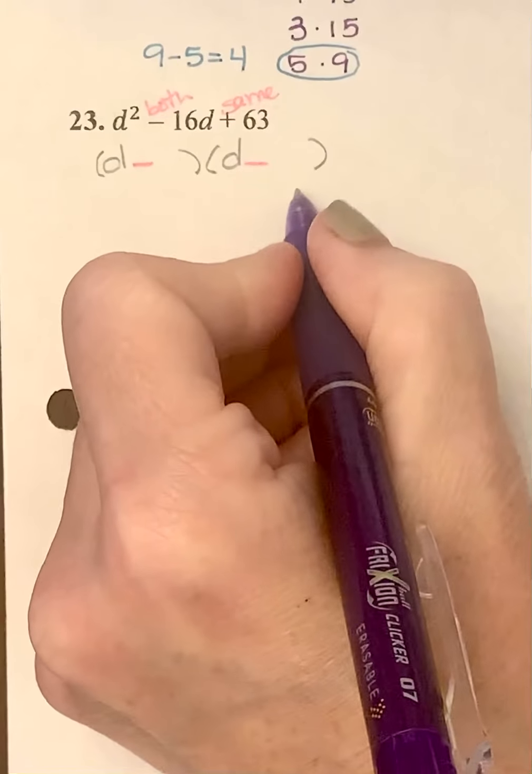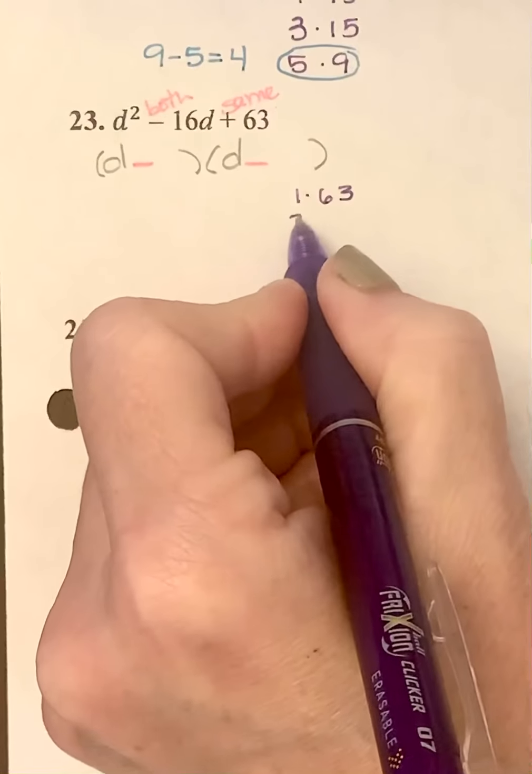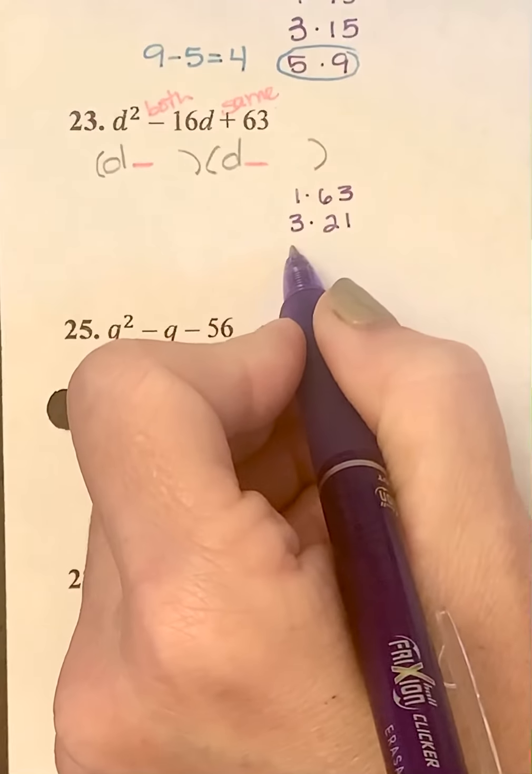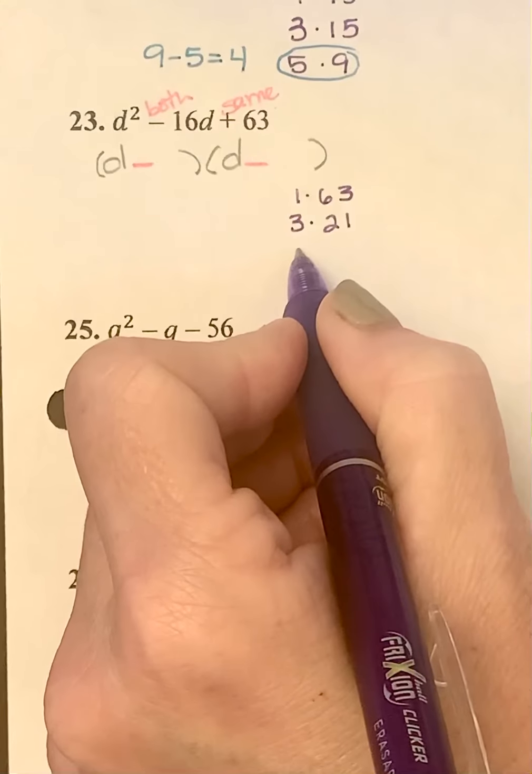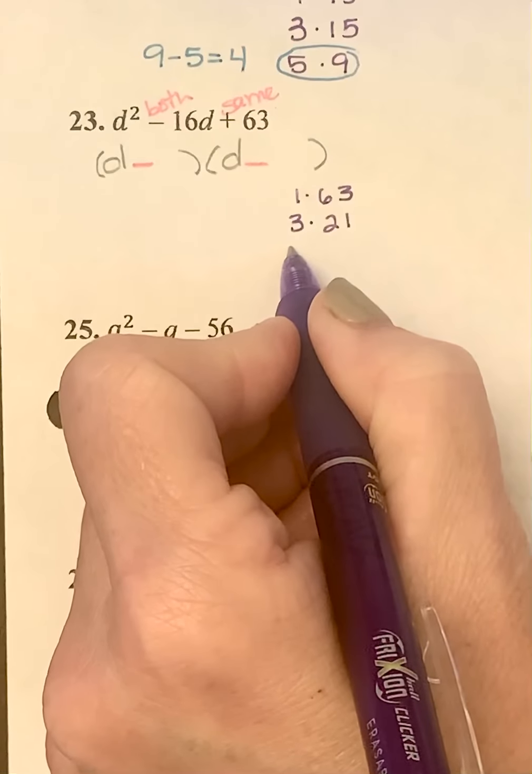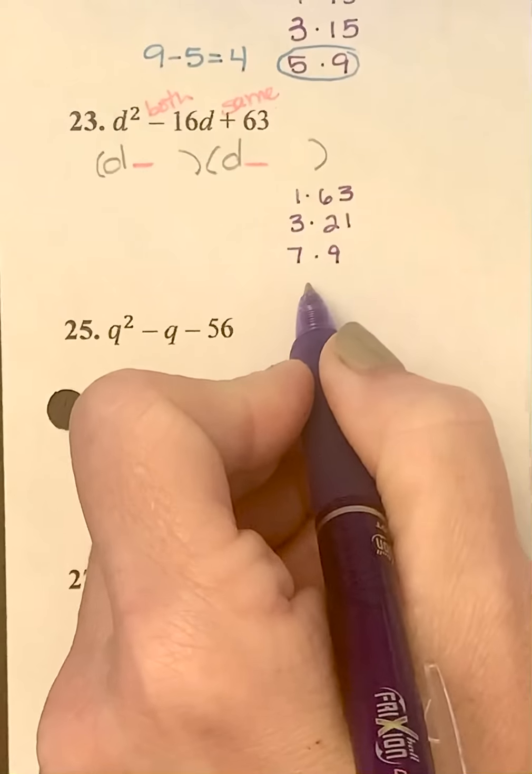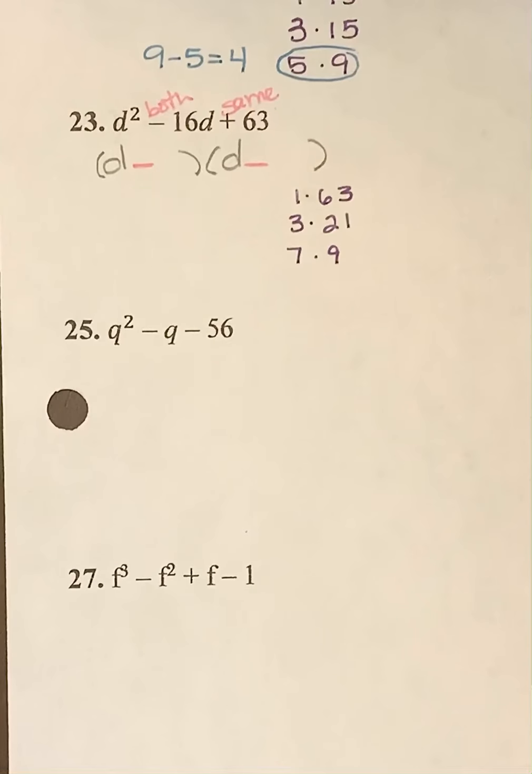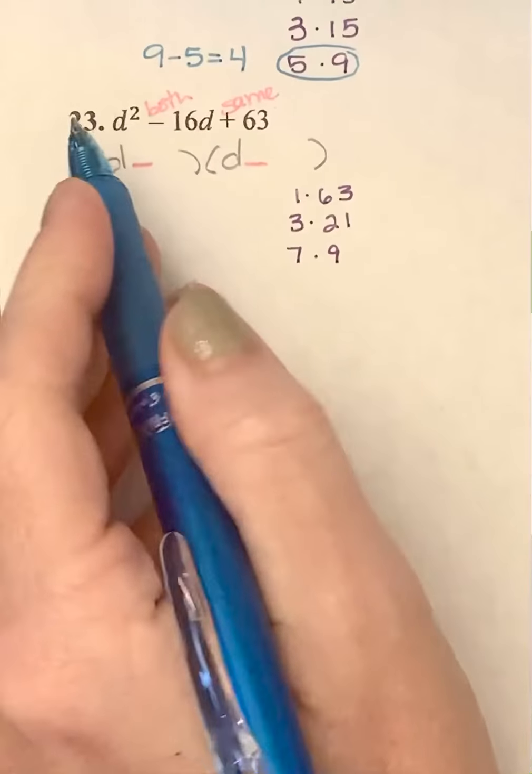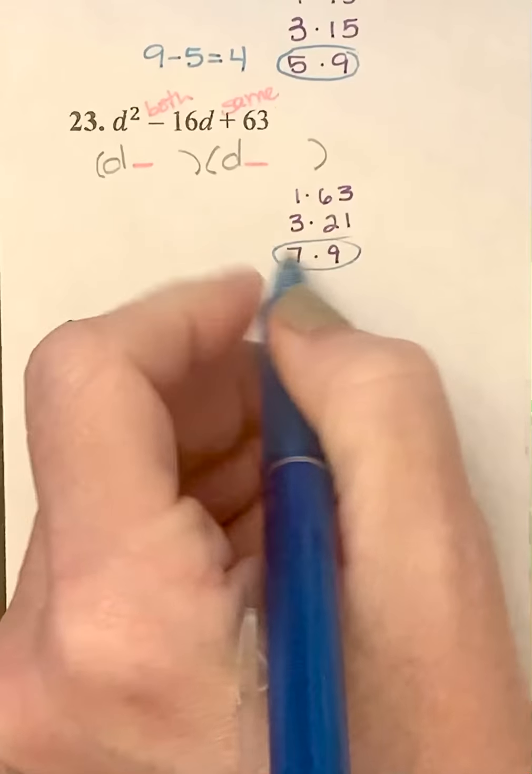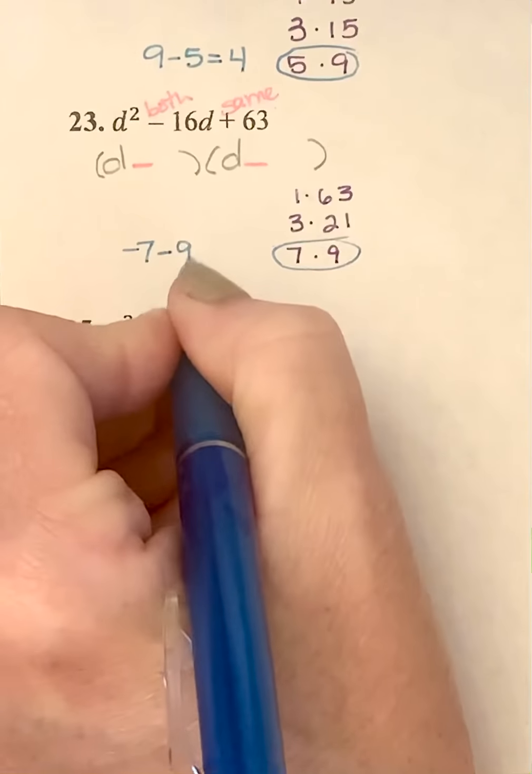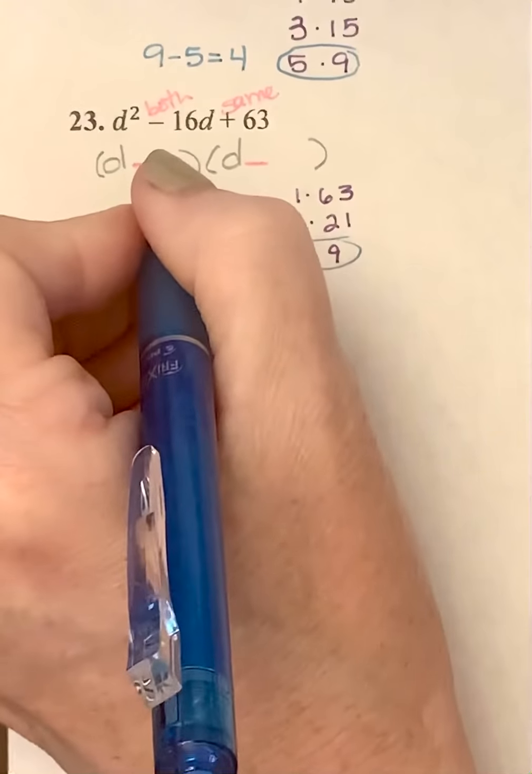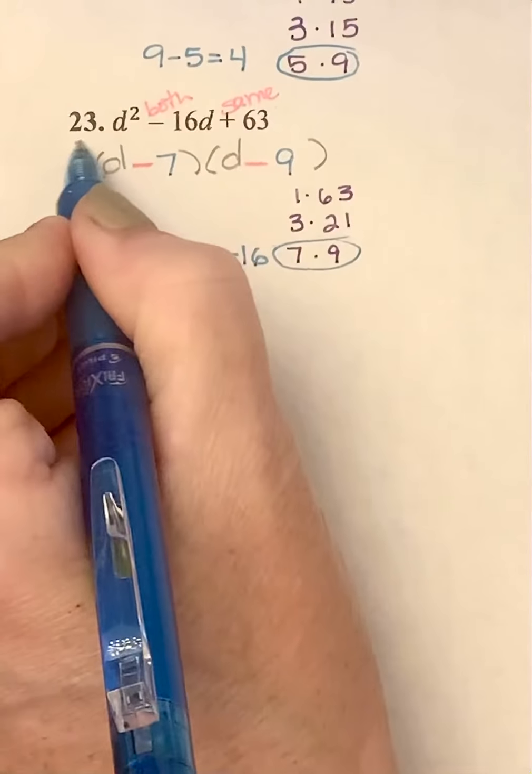The factor pairs of 63 are 1 and 63. 2 won't go into that. 3 will go into it, 21. 4 won't. 5 won't. 6 won't. 7 and 9. 8 won't. That's it. All right. Since the signs are the same, they're both negative. The factor pair, a -7 and a -9, give me a -16, which is the middle term. So it'll be a -7 and a -9.